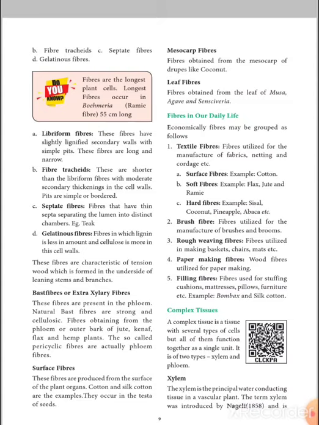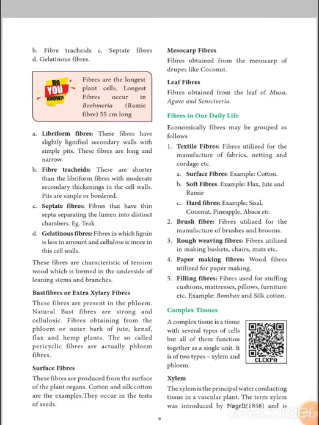Bast fibers and extraxylary fibers. These fibers are present in the phloem. Natural bast fibers are the strong and cellulosic fibers obtained from the phloem or outer bark of jute, nettle, flax, and hemp plants. The so-called pericyclic fibers are actually phloem fibers.